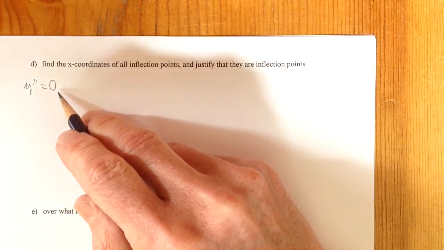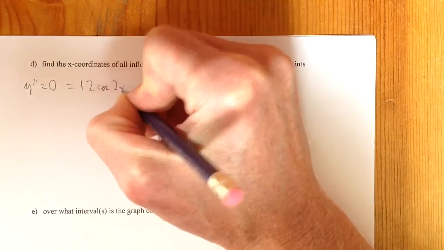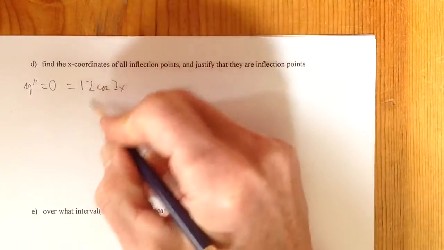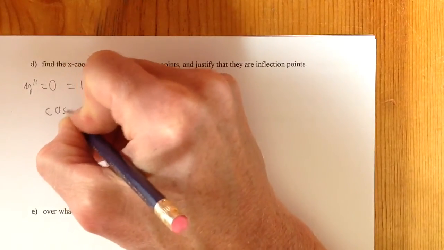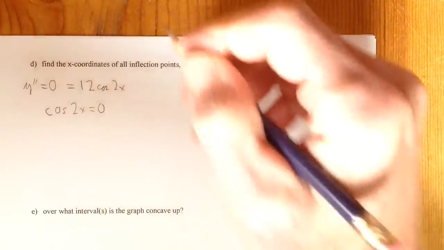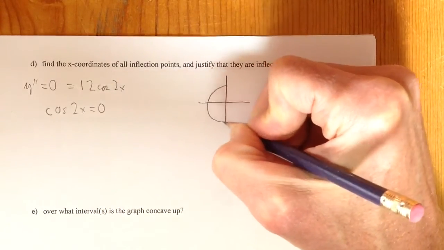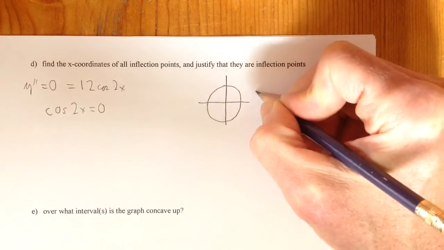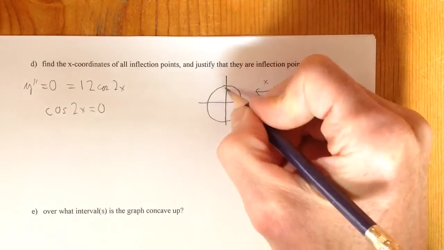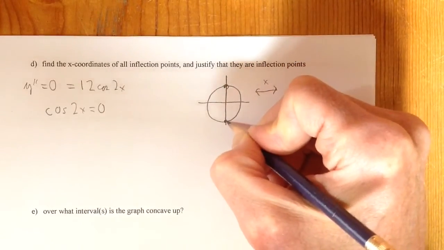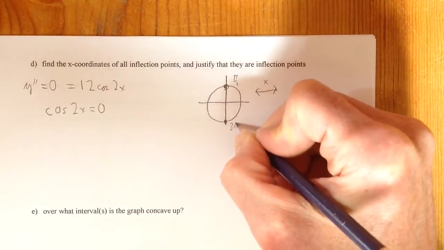We already figured out the second derivative, which from earlier is 12 cosine of 2x. We want to know when that's 0. Divide both sides by 12, that's when the cosine of 2x equals 0. So when is the cosine of 2x equal to 0? Then we draw our circle. Okay, so cosine is 0. Cosine is the x value. So it's 0 here and here at pi over 2 and at 3 pi over 2.